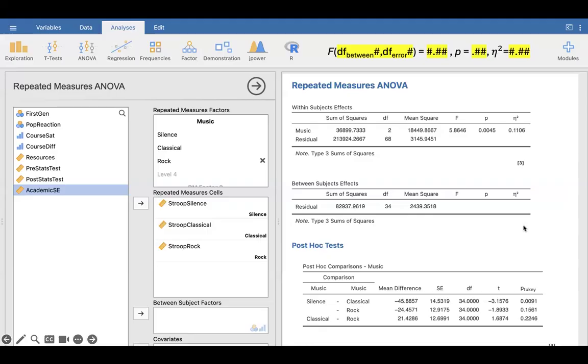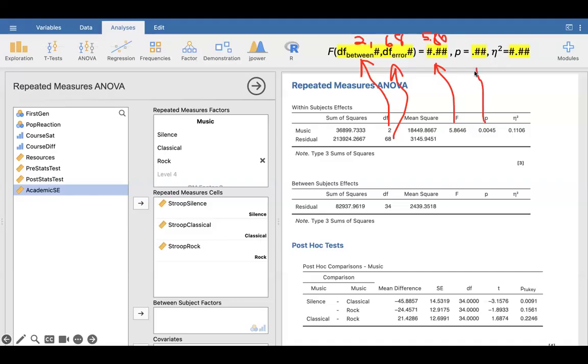The way that we make this notation work is that, again, we start with our F and it's italicized, and then I'm going to move the degrees of freedom between here, which is 2, and then I would have a comma and put the degrees of freedom error or within, which would be 68, and then report the actual F statistic, which would be 5.86. And I'm rounding to 2 numbers off the decimal. I know my handwriting isn't that great from the computer.